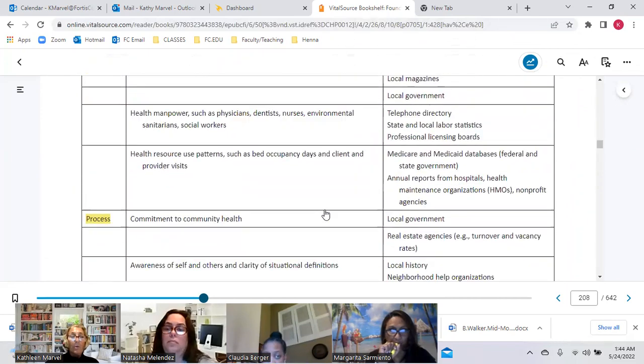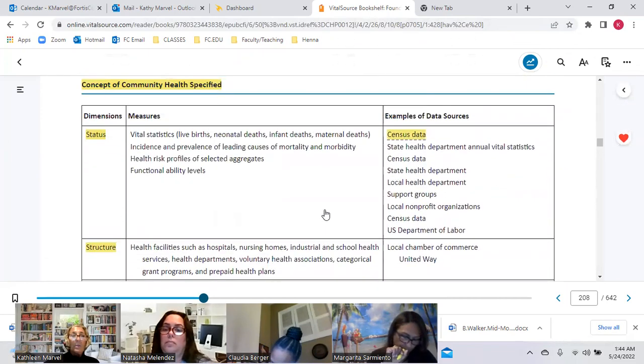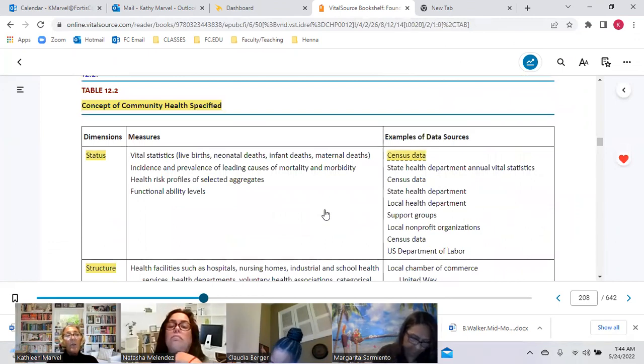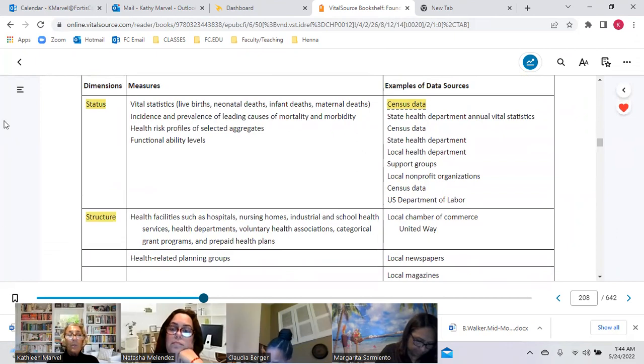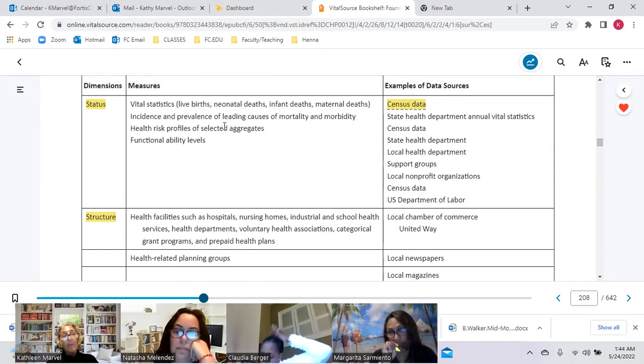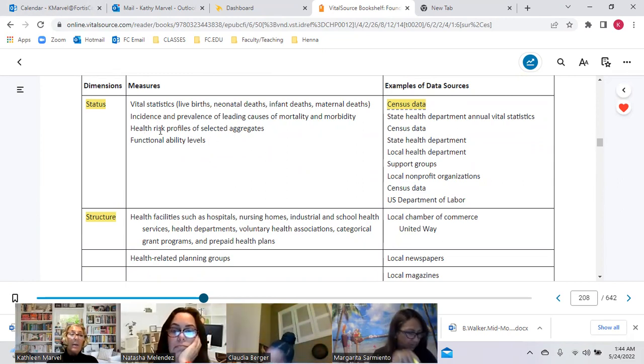Okay, and then here's a summary of the three of them. Okay, so these are the concept of community health specified with regards to status, structure, and process. So again, status is all your vital statistics, incidents and prevalence of what's causing mortality, morbidity, health risk profiles, functional ability levels. And again, here's where you get them, or you can gather some of this data. So remember, you're the community nurse doing a community assessment.